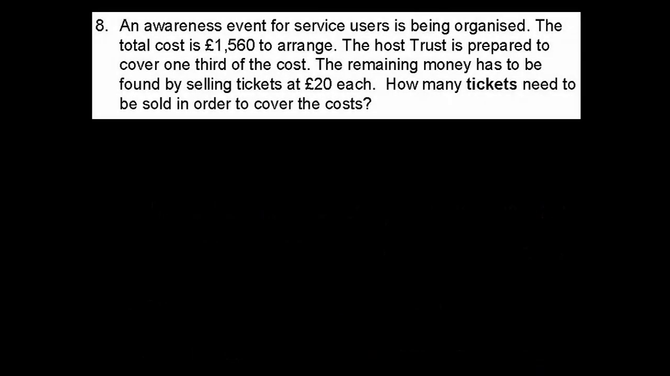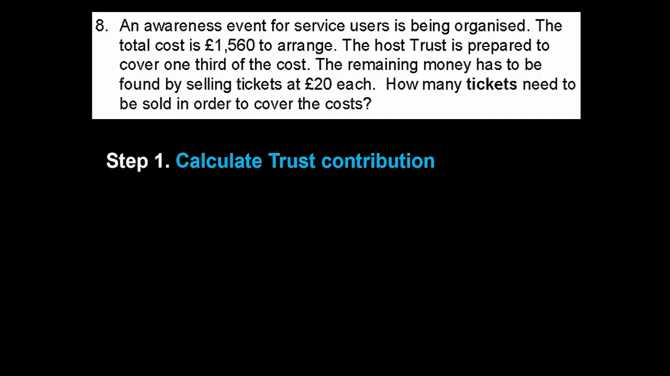Question number 8. An awareness event for service users is being organised. The total cost is £1,560 to arrange. The host trust is prepared to cover 1/3 of the cost. The remaining money has to be found by selling tickets at £20 each. How many tickets need to be sold in order to cover the costs? There are 3 steps to this.